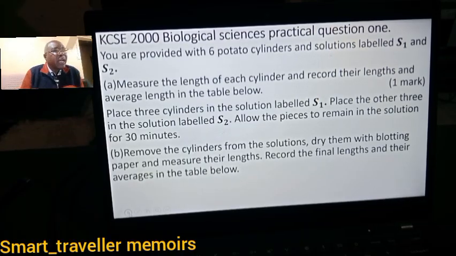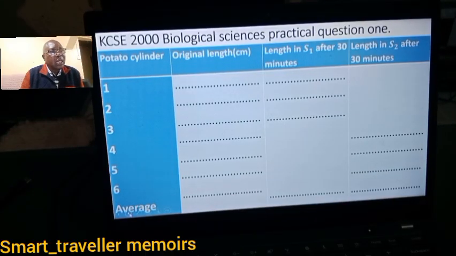The table comprises 4 columns and several rows. First row, potato cylinder, original length in centimeters, length in S1 after 30 minutes, length in S2 after 30 minutes. Column 1, you have the potato cylinders 1, 2, 3, 4, 5, and 6, and then the average.